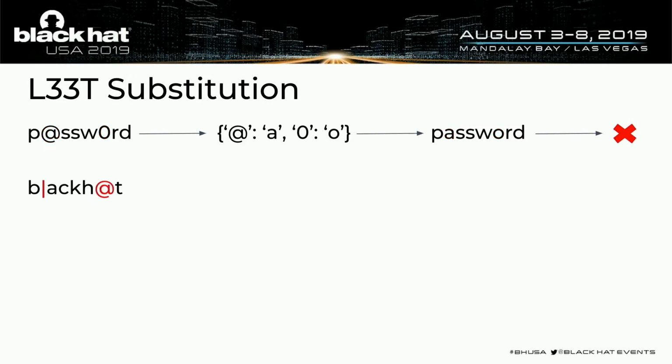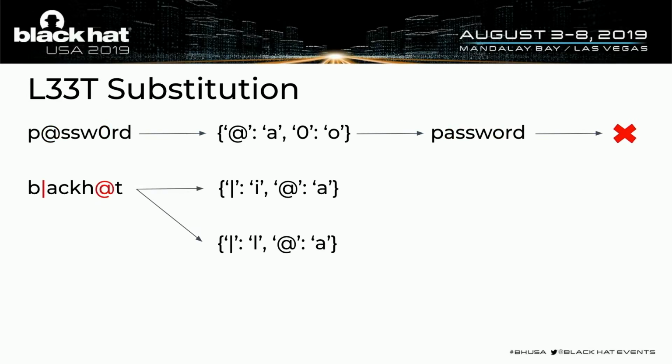Let's look at a second example, black hat, but I've used a vertical bar and the @ sign again. The vertical bar is special because it can be replaced by an I or an L, according to Dropbox's tables of characters. So we need to look at both of these possibilities in order to determine the strength of our password. So in the first case, we get blick hat. This is not a real word, and so it's not as bad as password. Doesn't show up in any of the dictionaries.